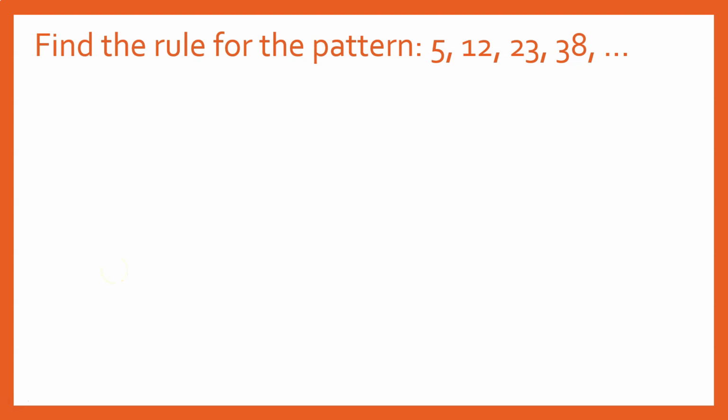So let's have a look at this question here. We're going to find the rule for the pattern that you can see up the top here. Our first step in finding the rule for this pattern is to find the differences between the terms. Looking at the first differences between them, you can see the difference is 7, then it goes 11, and then it goes 15.